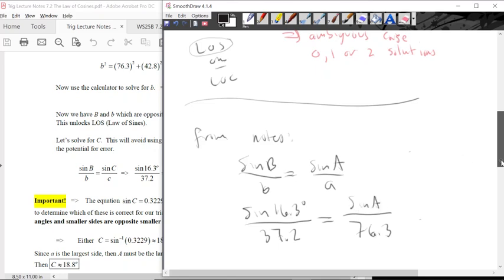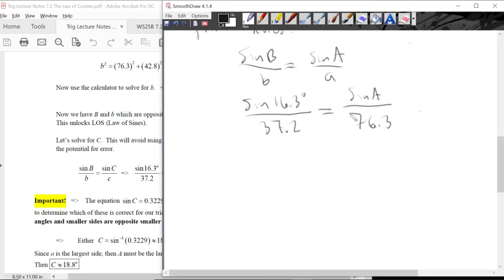And then we can go ahead and solve this for sine of A. I'm going to move sine of A over to the left-hand side. That's okay. Multiplying both sides by 76.3, I get 76.3 over 37.2 times the sine of 16.3 degrees.